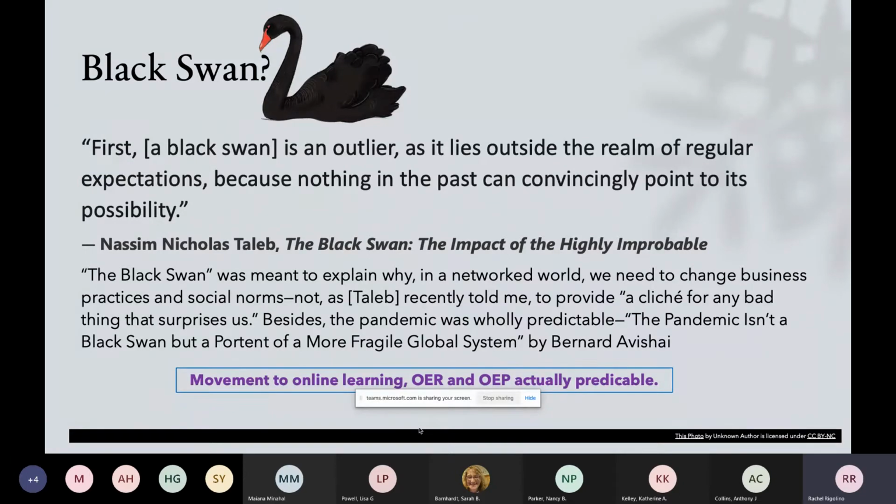And to be honest, I don't think that what happened with the OER revolution is a black swan. Yes, we can predict this. We can see it coming. In fact, he even had journalists talking to him about whether COVID was a black swan, and he said, no, we could have predicted this. So I think that this movement to OER and then OEP, which is open educational pedagogy, is such a natural fit to online learning, but also in so many ways, to striving for equity.